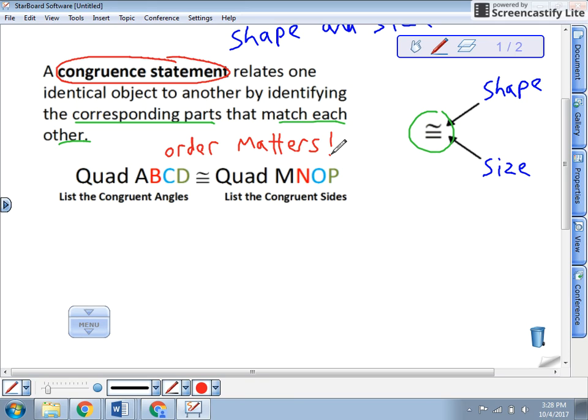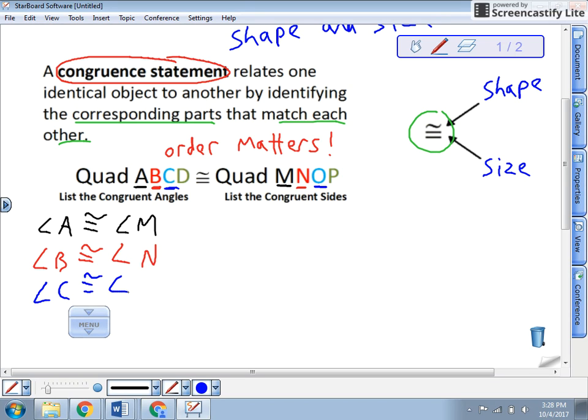So if I want to list the congruent angles, these letters represent the angles. I would say that angle A is going to be congruent to, well, what's the first letter in the other congruent statement? It's M. So I know that angle A goes with angle M. That's all we have to do, just match up those parts. Here's B, I'll underline that, using the same colors. Angle B is going to be congruent to angle, what's the second letter in the other congruent statement? It's angle N. C goes with O, so angle C is congruent to angle O.